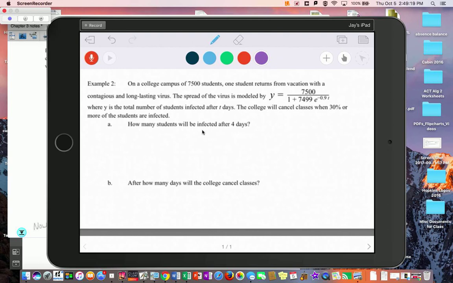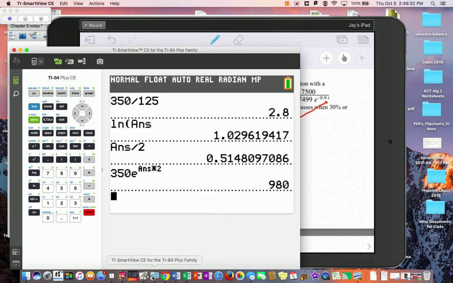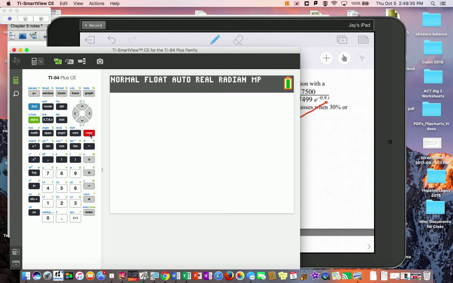All we have to do is take that 4 and put it in for that T. Depending on how you want to do this on the calculator, I generally will type it in all at once, so I can take my 7,500 and divide by all of the bottom, which would be 1 plus 7,499. Hit your second ln. Now put the e there, and that's negative 0.9 times the 4 days.